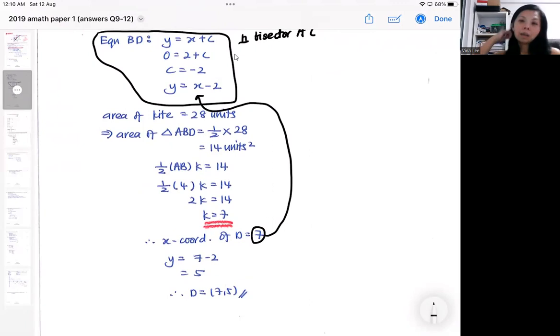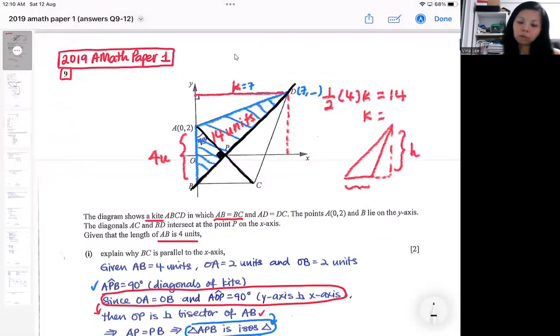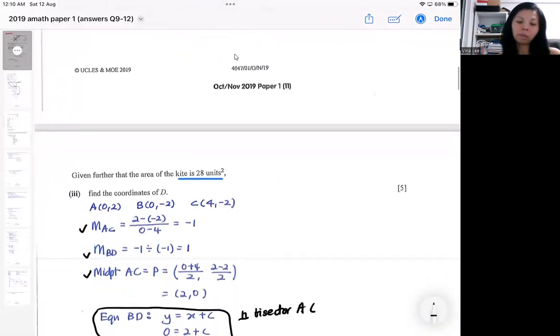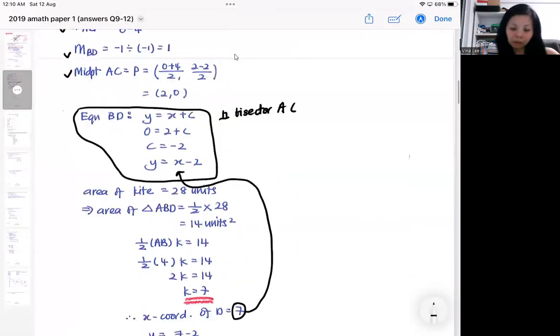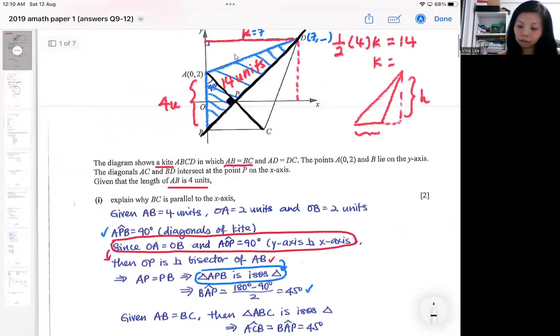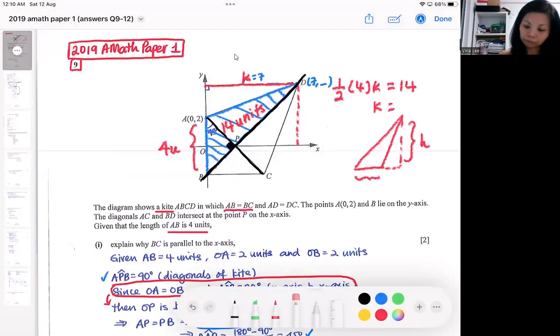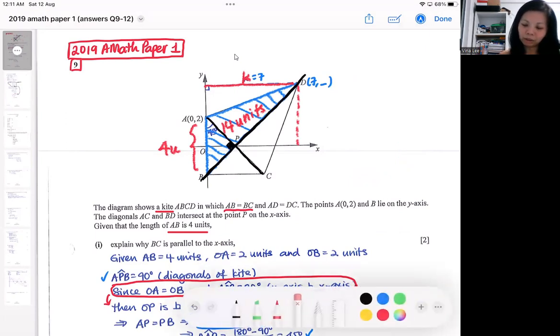So let's say you are using shoelace, you will find it a bit more troublesome because you will have 2 unknowns in your shoelace, but you will still need the perpendicular bisector to create the simultaneous equations. So I think that this one is an easier method. Okay, so if you want to, the shoelace will look something like this. I never tried the shoelace. Honestly speaking, I never tried the shoelace.